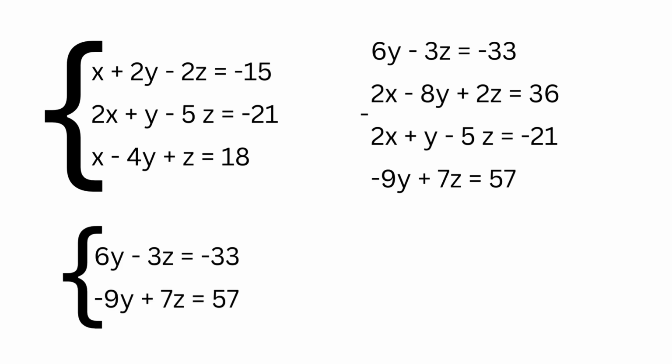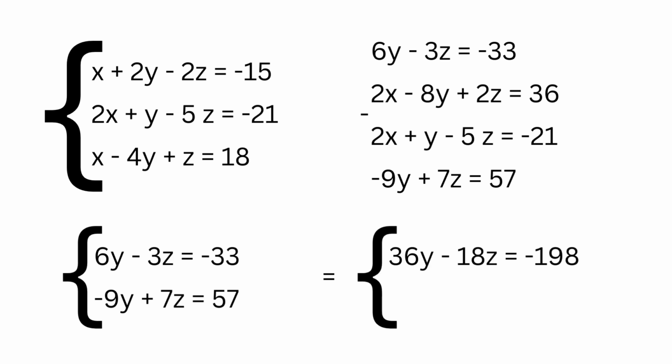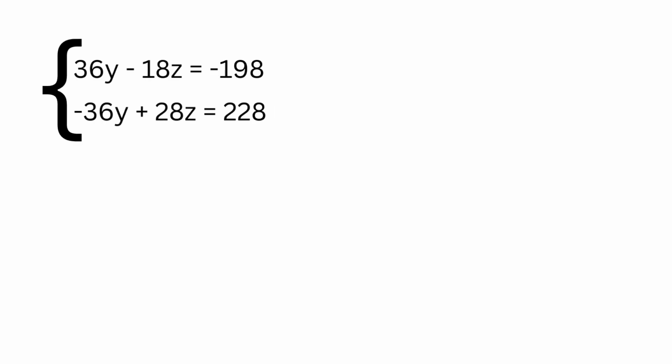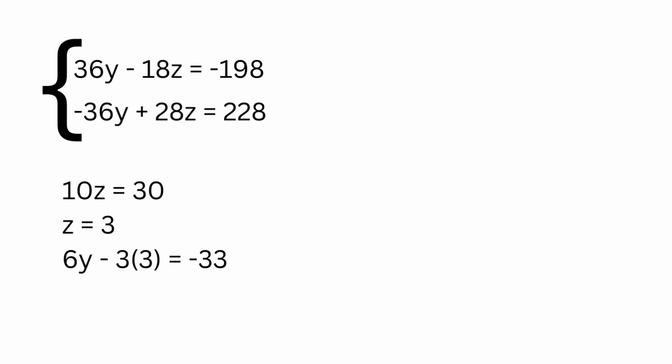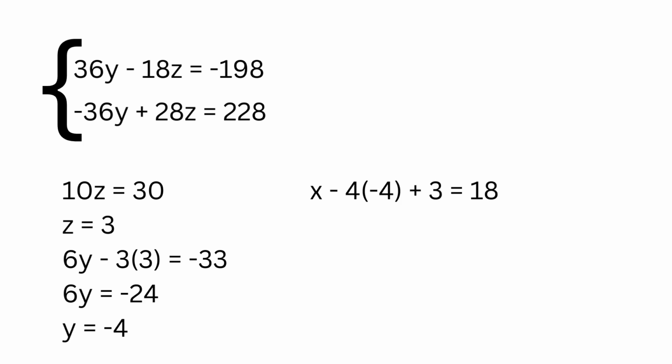So let's take these two equations of 2 unknowns and solve them to find y and z. We multiply the first by 6 and the second by 4. They will be 36y minus 18z equal -198, and the second, minus 36y plus 28z equal 228. So if we add them, we will have 10z equal 30. So z equal 3. Now replace the result in the first equation, then y equal -4.